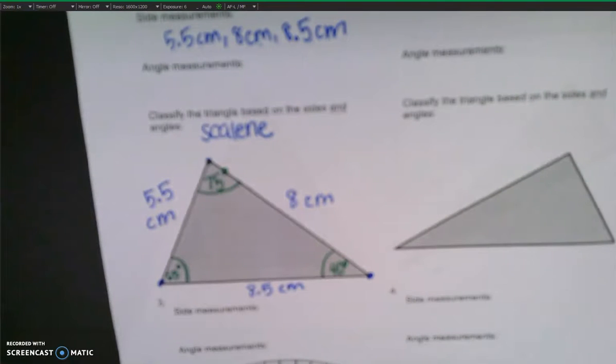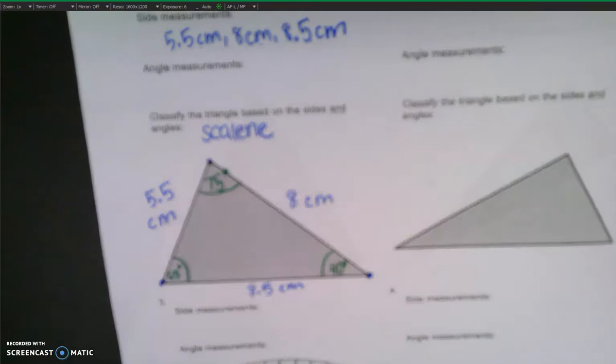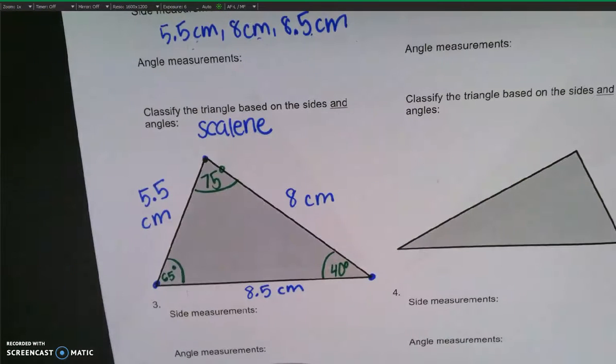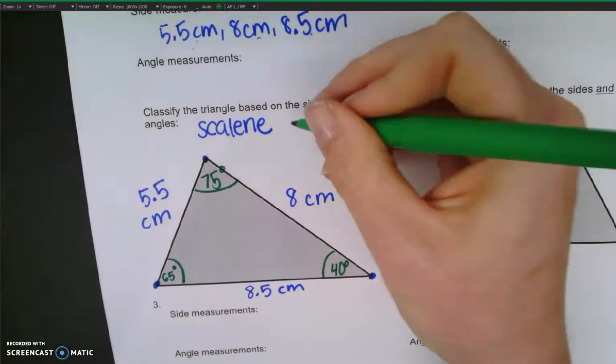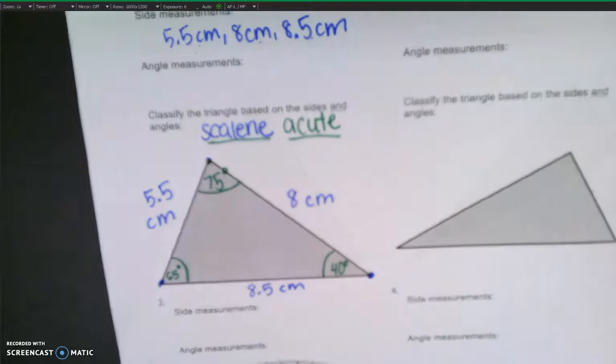Perfect. So taking a look at my angles, do I have any angles that are greater than 90 degrees? If you have any angles that are greater than 90 degrees, then it's going to be obtuse. Do I have any angles that are exactly 90 degrees? Well, if you had any one angle that's exactly 90, it's going to be right. Well, I don't have any here. It looks like all of my angles are less than 90 degrees, which means that this is a very adorable little triangle. It's an acute. So we would call this triangle scalene acute.